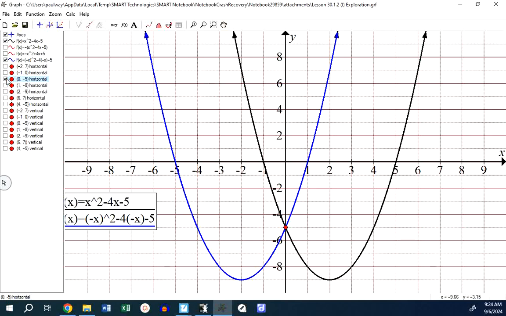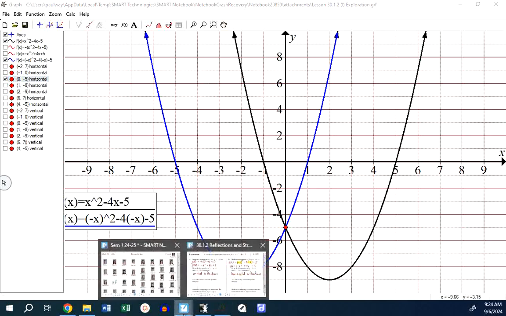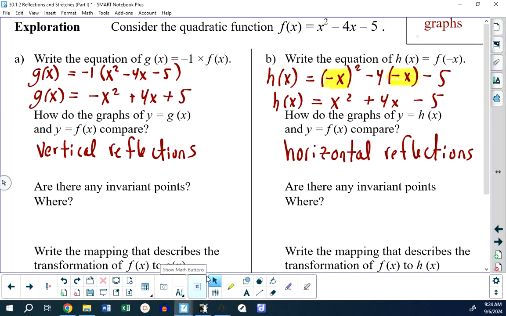It happens to be the y-intercept, because the y-axis is the line of reflection. So yes, it happens to be the y-intercept. I'm not going to write this down, but that happens to be on the line of reflection. That's what's most important here. The y-intercept is on the y-axis.